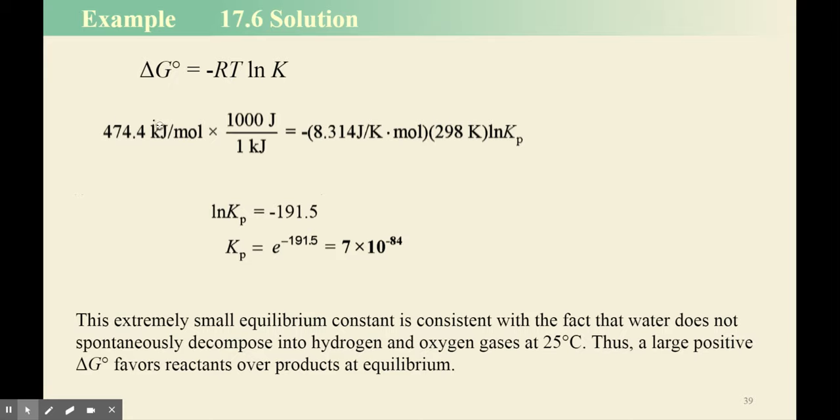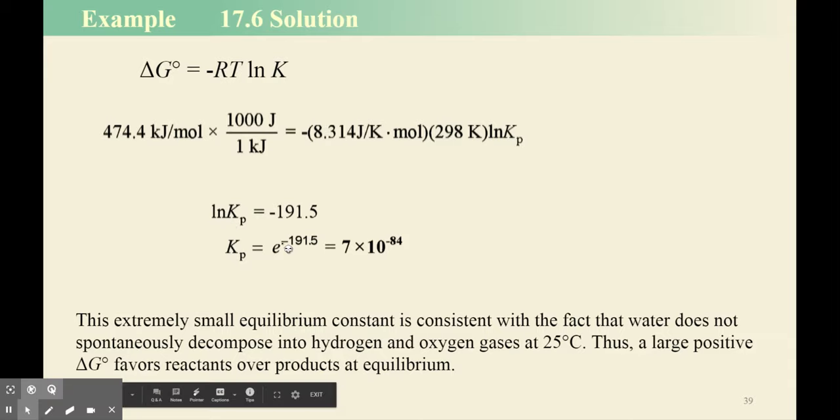So if we have that value, again, multiply by 1,000 to get joules, we have our negative R, which is a constant just given. Our temperature at standard conditions was 298 Kelvin, and then natural log of K, which is what we were after. So we multiply on the left, divide by negative 8.3 and 298, and so we end up with the natural log of our constant. Our equilibrium constant is equal to negative 191.5.